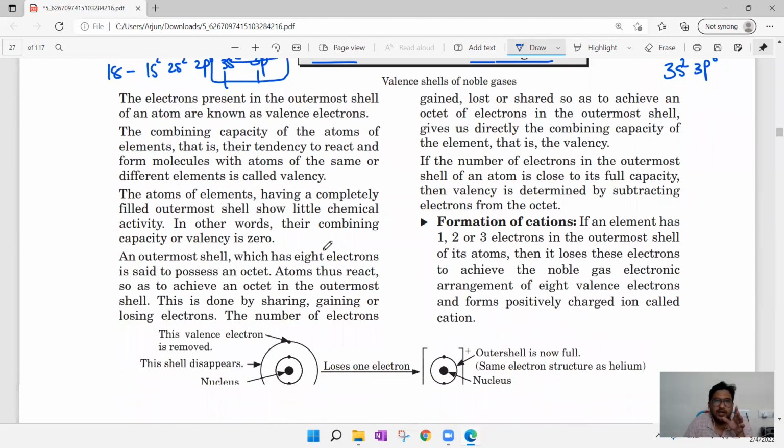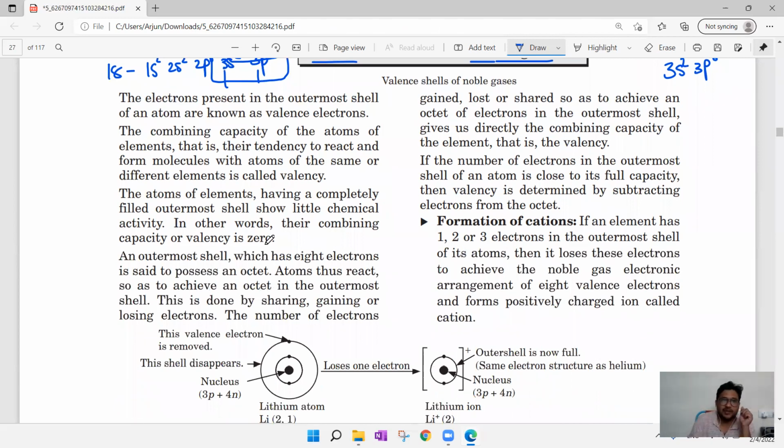While coming to valency, it is the combining capacity. Here they have given that it is the combining capacity of the atoms of elements, that is, the tendency to react and form molecules. Why molecules are formed, we have discussed in the third chapter. Molecules are formed in order to get stable.